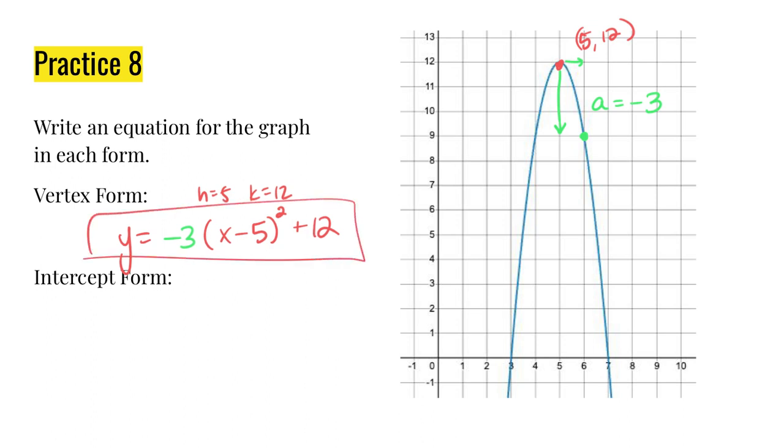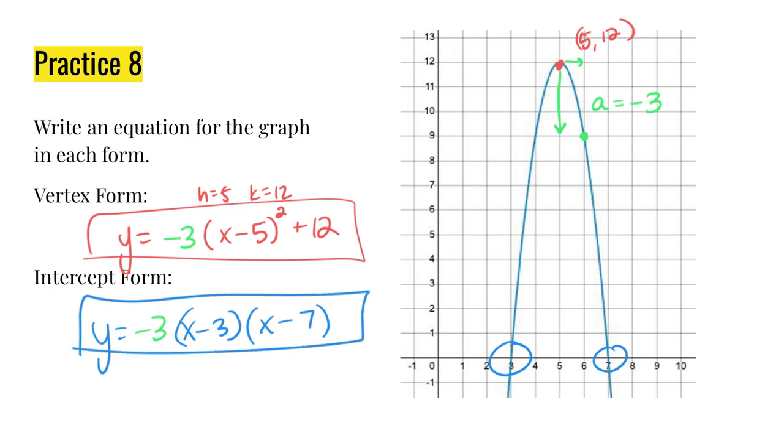That's my vertex form. For intercept form, I'm going to use the intercepts. So now I'm going to use those zeros. So I have positive 3, so I get x minus 3, and positive 7, so I get x minus 7. And again, that exact same a value, and that's it. I'm done. I can multiply either of those out and have standard form, but I'm done.